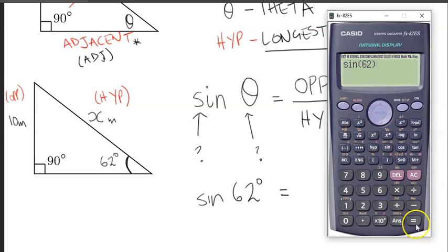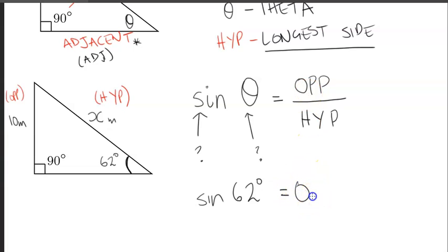If I put sine 62 into my calculator, it's going to equal 0.8829. And it keeps going. But this right here is called a ratio, all right? Now, how they worked this out was through rigorous mathematics to know that the sine of 62 is equal to 0.8829.